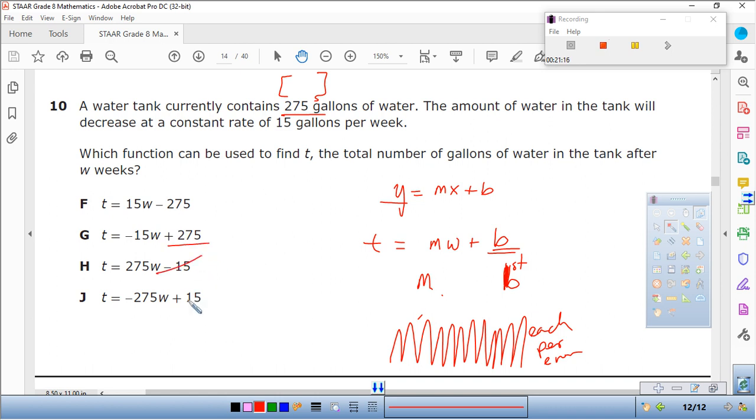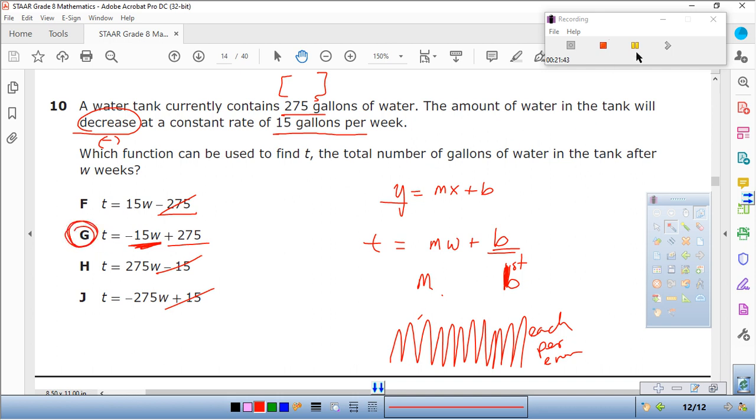This is out, this is out. This one's saying it's below, it's negative. So I don't even like that one from the beginning. This one's really out too. Then it says the amount of water in the tank will decrease at a rate of 15 per. Remember I said per, each, every is your slope. So it's got to be this one for sure. Decrease means negative. So there's got to be G.